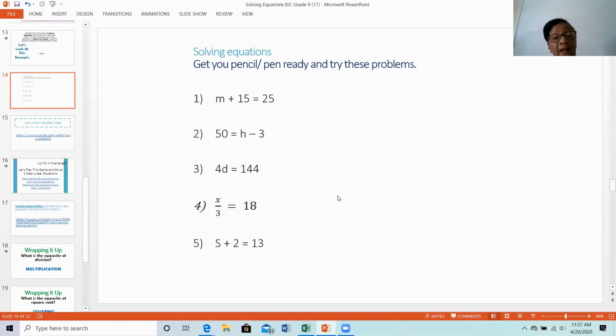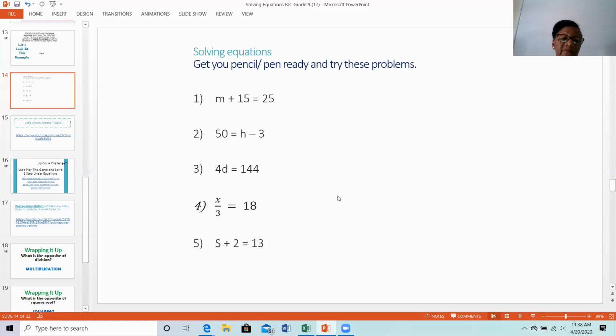Moving on. Number 4, X divided by 3 is equal to 18. What should we do to solve for X? Since it's divided by 3, we must do the opposite or the inverse, which is to multiply both sides by 3. The 3 will cancel out and X will be left by itself. Since we're multiplying, 18 multiplied by 3 will give us what number? 54. So X is equal to 54.